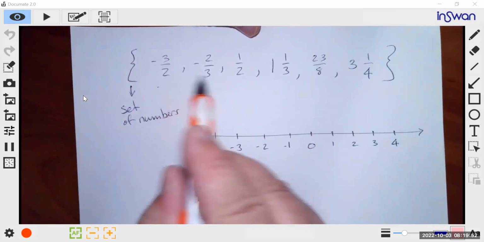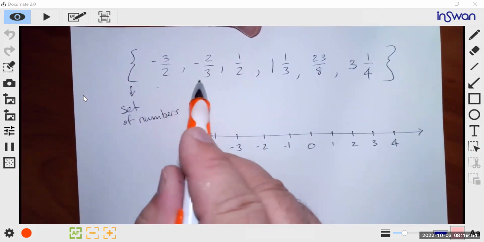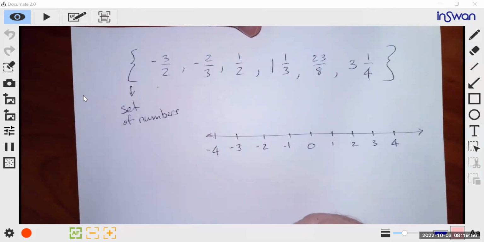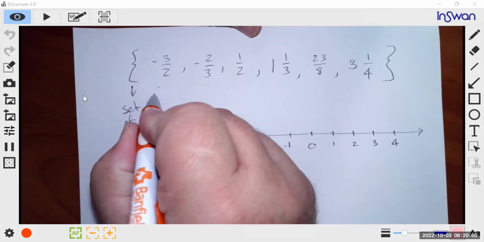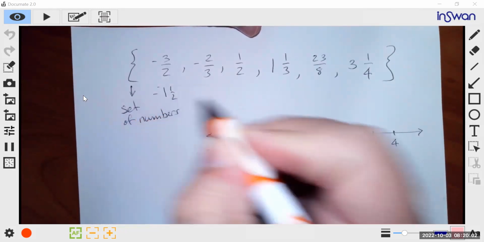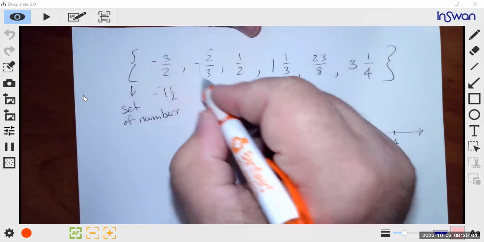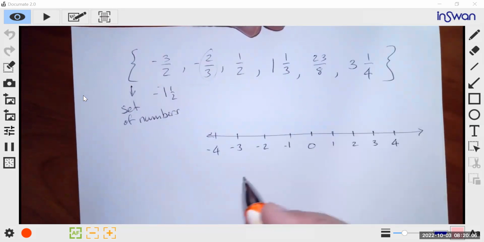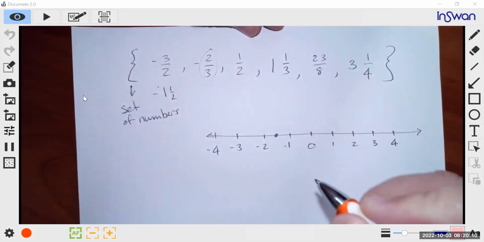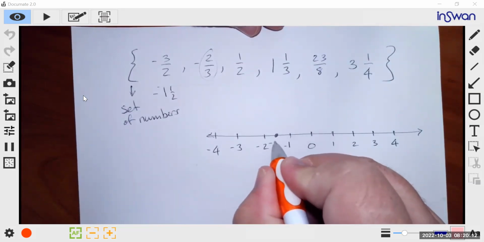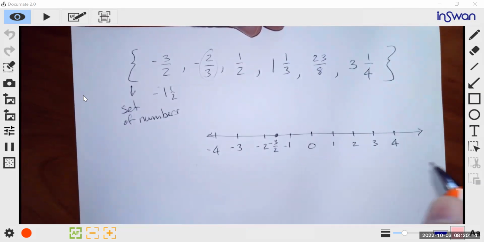So which one of these two is bigger? Right, because this is greater than 1. This is negative 1 1/2, and this is less than 1. So negative 1 1/2, there's our first one. Negative 3/2.